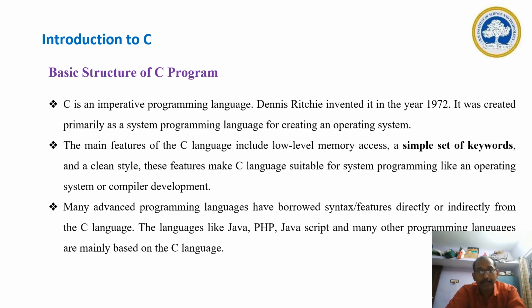So the main features of the C language include low-level memory access, a simple set of keywords, and it is easy to understand and portable. Easily you can write C programs compared with other languages. It is user-friendly.